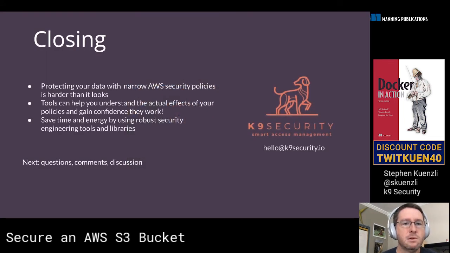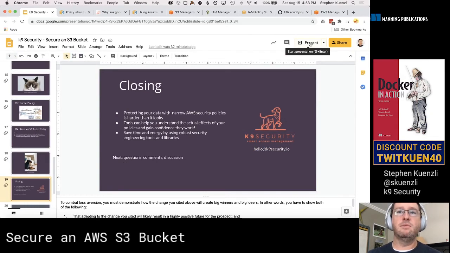But a couple things that you should keep in mind: protecting your data with a narrow AWS security policy is harder than it looks. There are tools that you can use to understand. I think the simulator is the most important tool that most people have access to, and you're going to want to encapsulate this knowledge of how to build least privilege policies and build that deny everyone else statement. You're going to want to do that programmatically with your infrastructure code tool of choice.